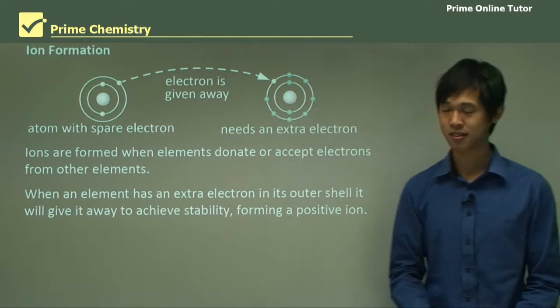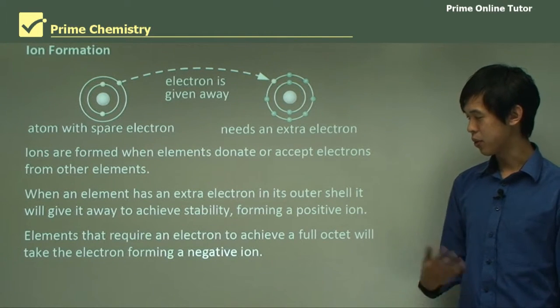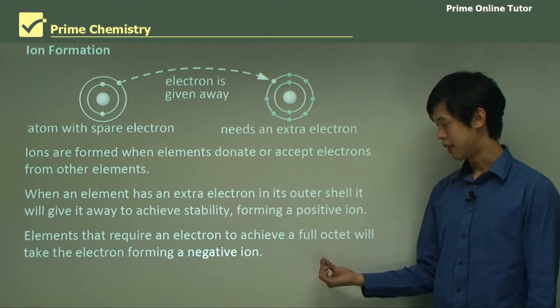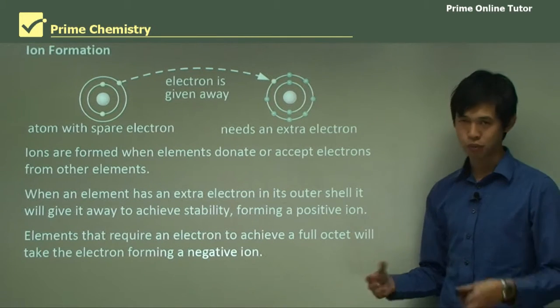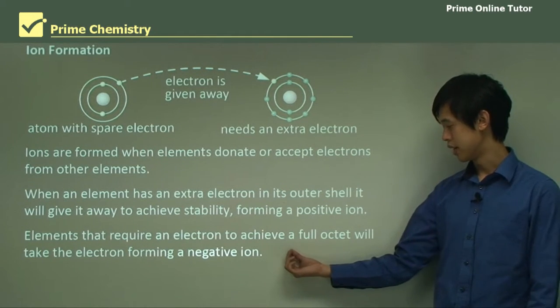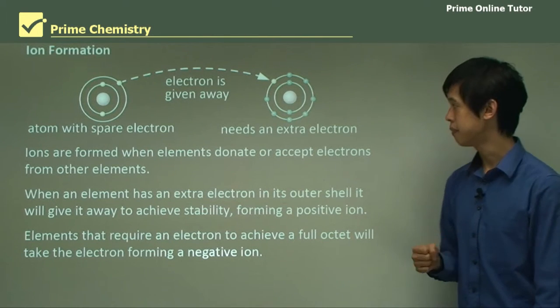Okay, make sense? Now on the other hand, elements that require an extra electron to achieve a full octet, so to achieve 8 in their outer shell, or 2 depending on what it is, will take that electron and form a negative ion.